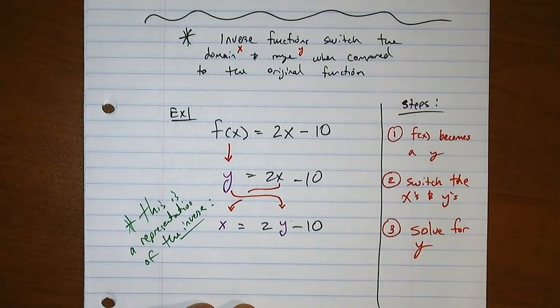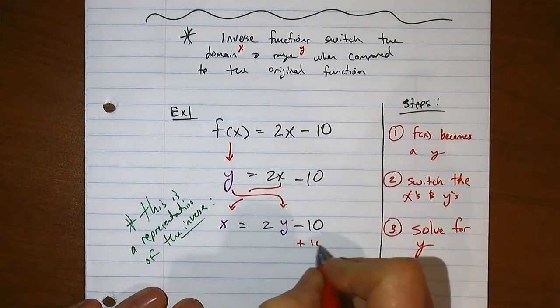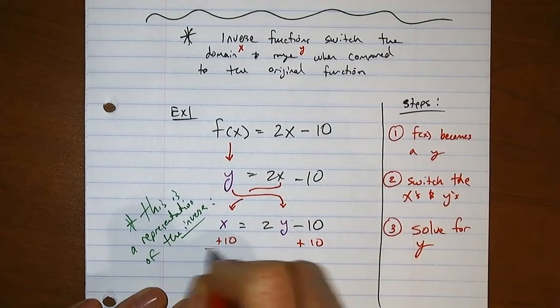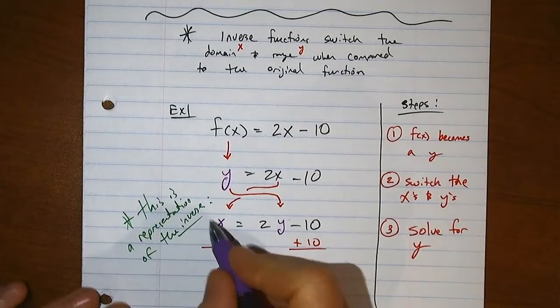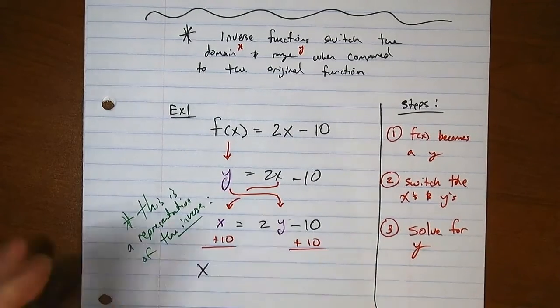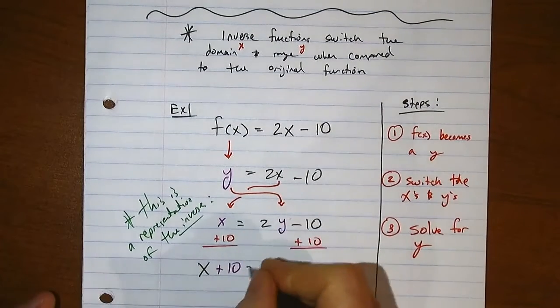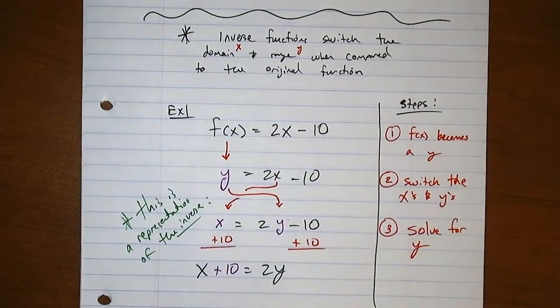Get y by itself. So on this problem, if I'm going to solve for y, the first thing I'll need to do is move this 10 over. So I'm going to add 10 to both sides. That gives me an x plus 10 over here. And then I still have the equal sign, and I still have the 2y over there.